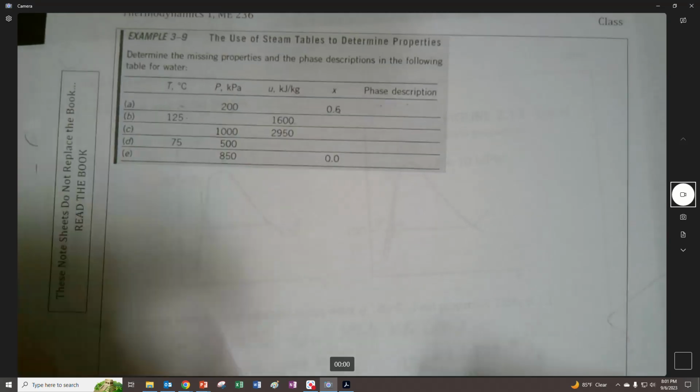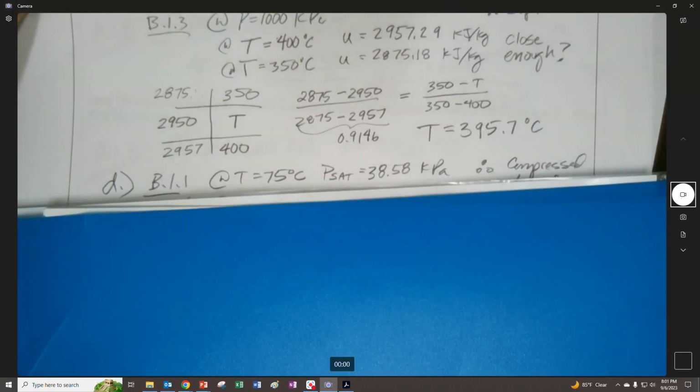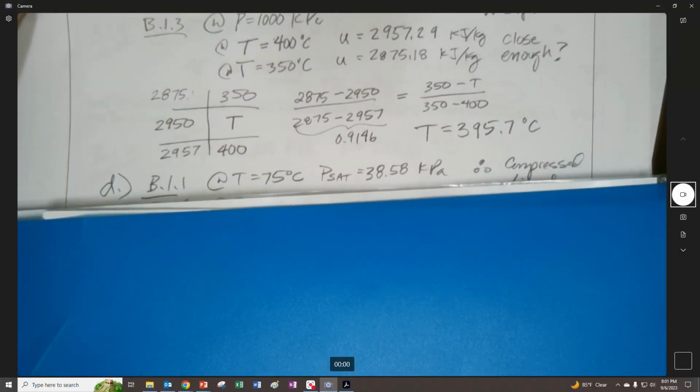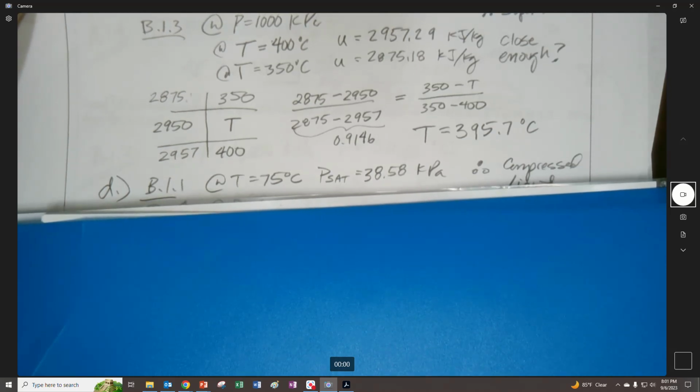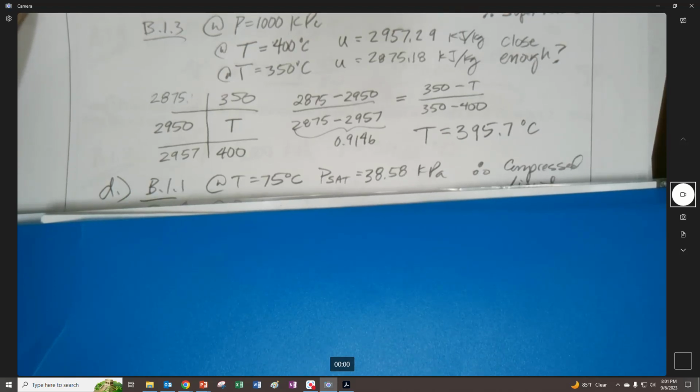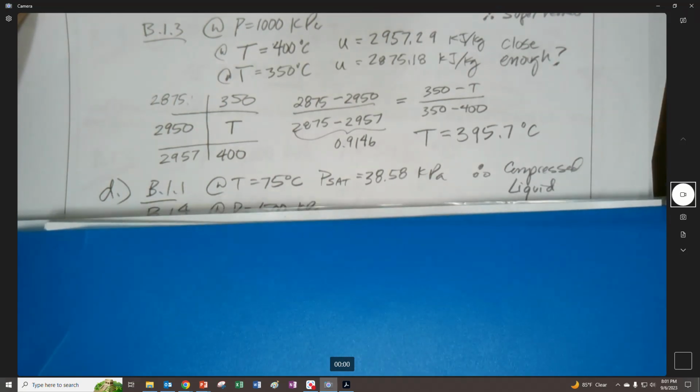And now we have 1D, and now this is just out of hand, right? We're getting out of hand. We have a temperature and a pressure, which is almost always probably likely going to be superheated. But we'll go ahead and check the saturated ones first. Oh, look! We were wrong, right? Because we had a temperature of 75 and a saturation pressure of 38.58, and the problem had it 500 kilopascals. So the pressure's higher, therefore it's a compressed liquid.